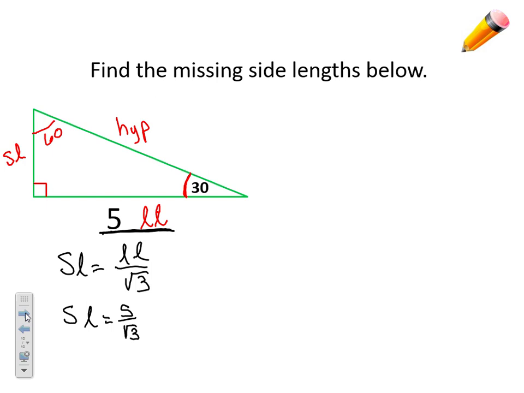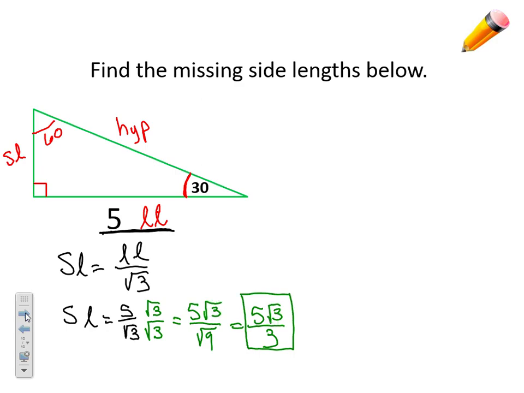Now I can't have a radical in the denominator, so I have to get rid of it. In order to do that, I'm going to multiply the top and bottom by the square root of 3. I'm going to get 5 square roots of 3 all over the square root of 9. That simplifies to 5 square roots of 3 over 3. That can't be simplified because 5 and 3 are both prime numbers, so we're going to keep it just like that. That's what my short leg is.